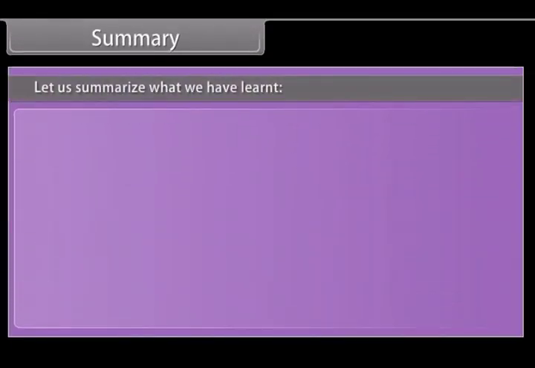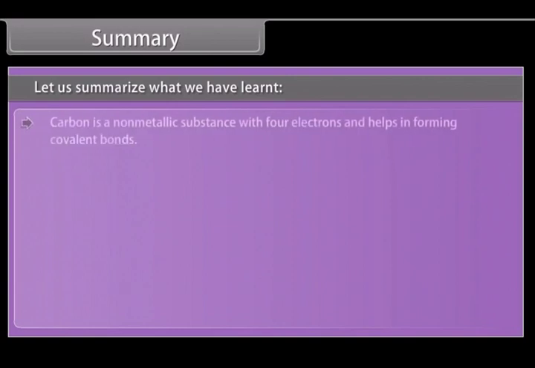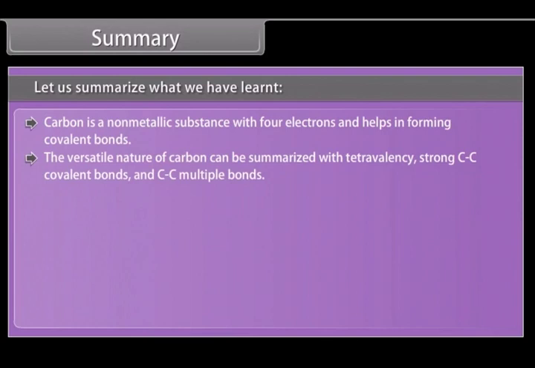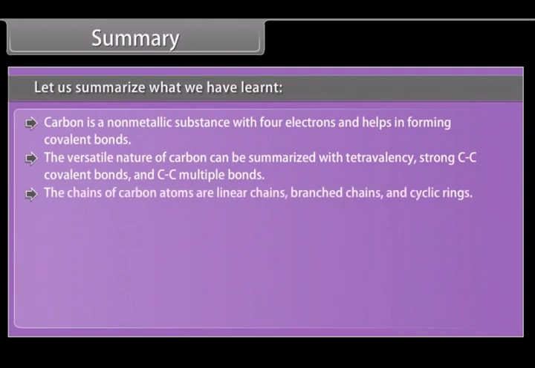Summary. Let us summarize what we have learned. Carbon is a non-metallic substance with 4 electrons and helps in forming covalent bonds. The versatile nature of carbon can be summarized with tetravalency, strong carbon-carbon covalent bonds, and carbon-carbon multiple bonds. The chains of carbon atoms are linear chains, branched chains, and cyclic rings. Carbon is a friendly element that bonds with other elements.